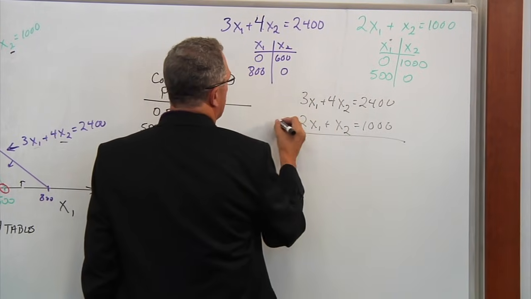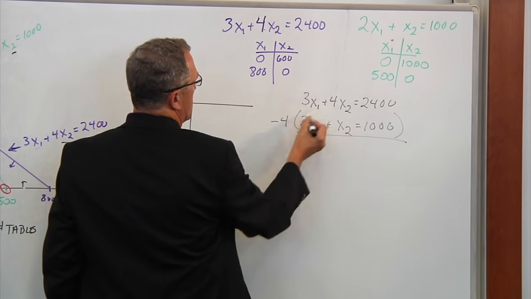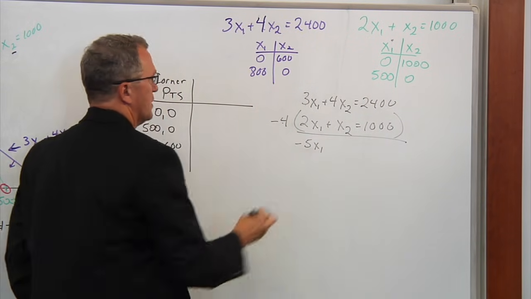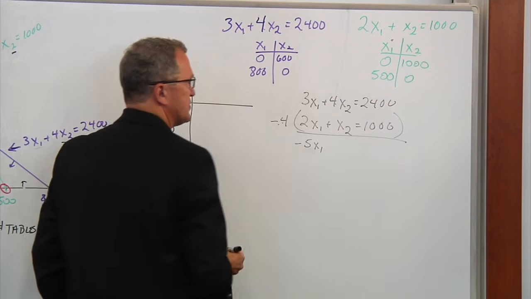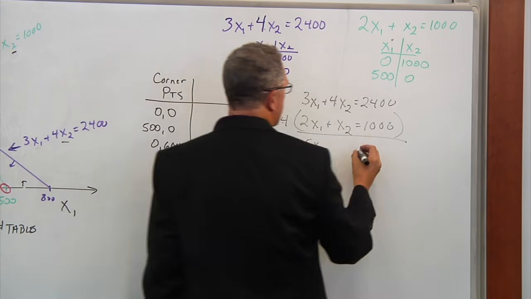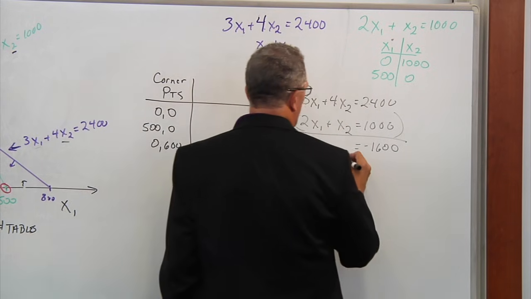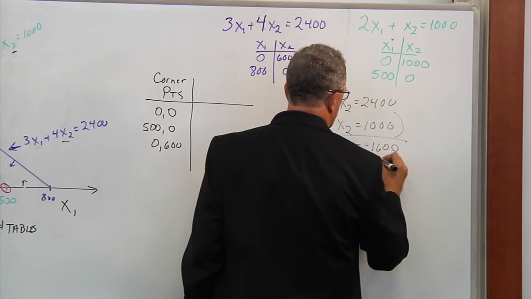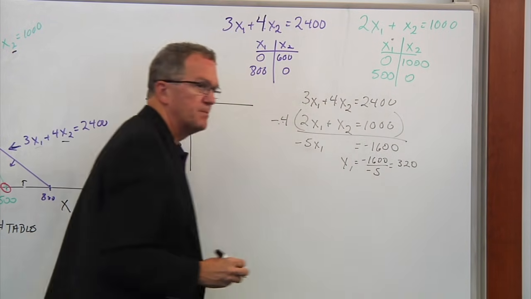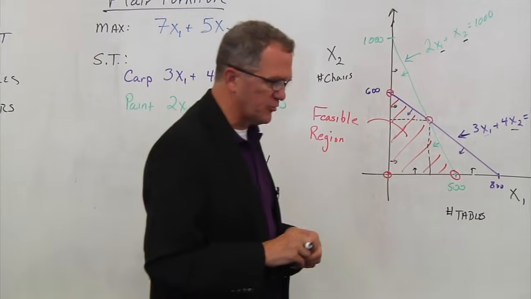I'll multiply this side by minus 4. All right? So 3x1 minus 8x1 gives me a minus 5x1. 4x2 minus 4x2 is 0. 2400 minus 4000 is a minus 1600. x1 then will be minus 1600 over minus 5, which is 320. These two cross at 320 tables.